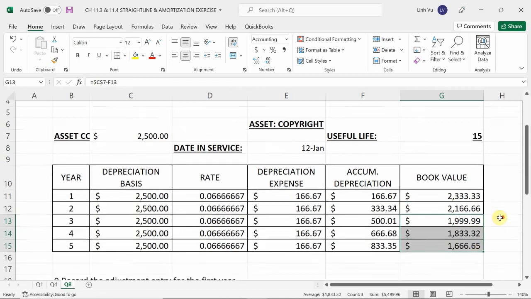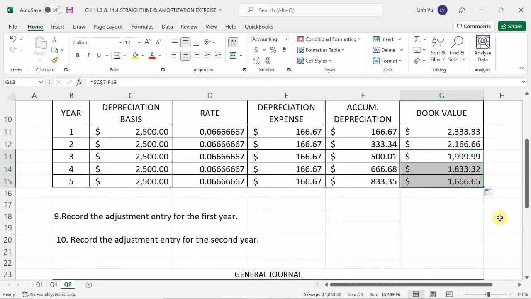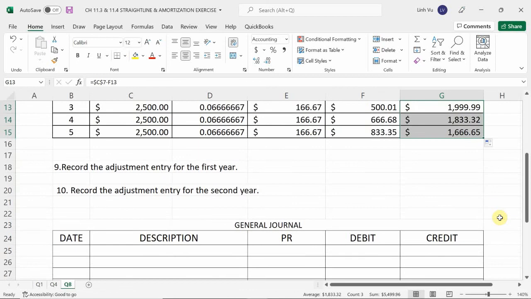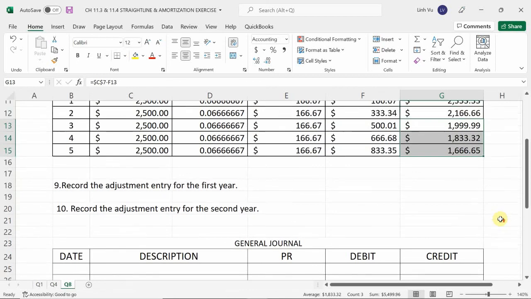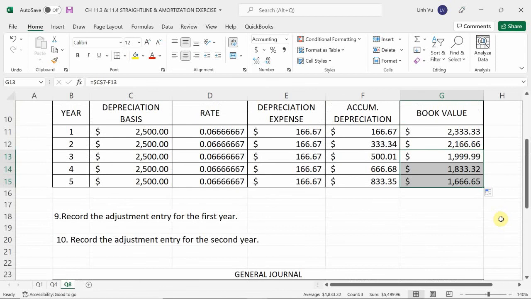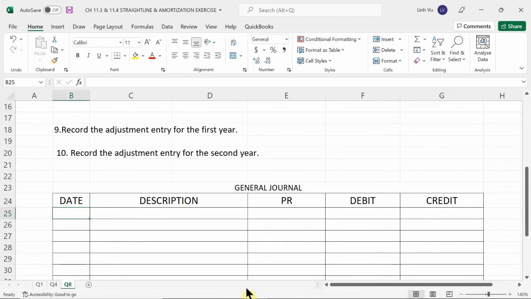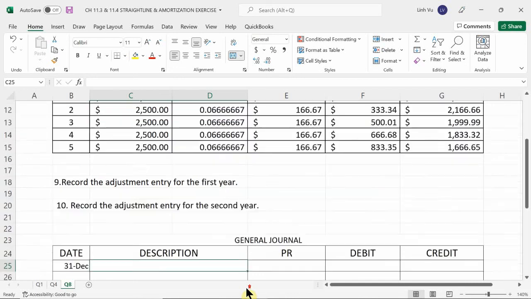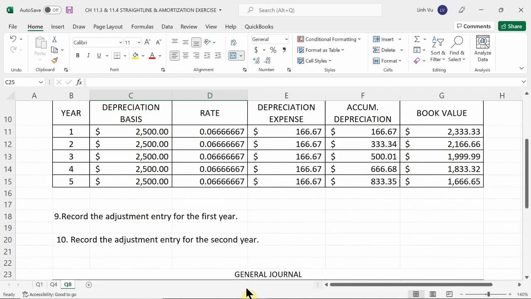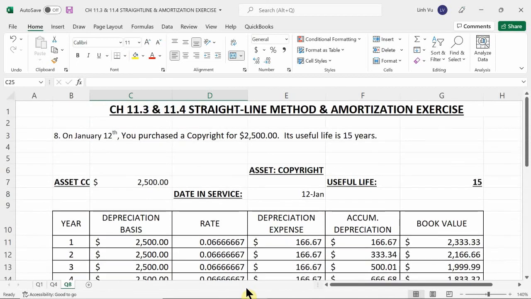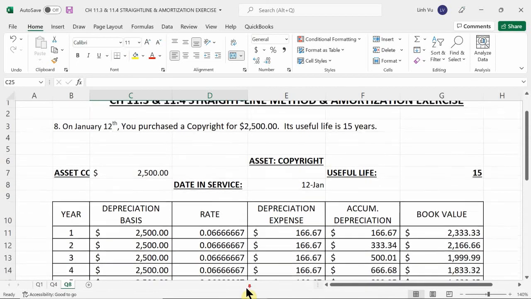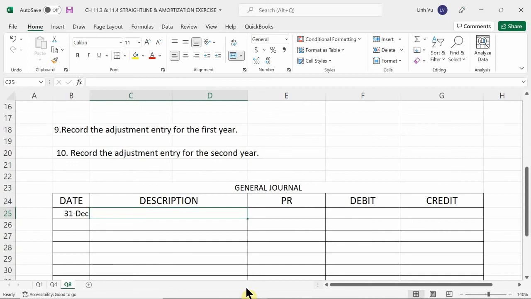Now I'm very comfortable. Okay. All right. So here you go. Last 2 questions of the day. Number 9 says, journalize the adjustment entry for the first year, and then also do the adjustment entry for the second year. So in this case, okay, we're not purchasing. We're doing the adjustment entry.